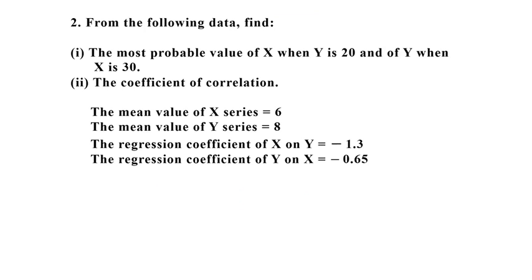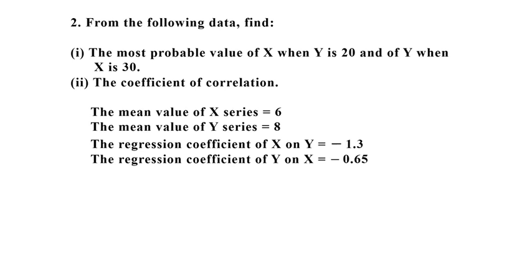Practice problem number 2. From the following data, find the most probable value of x when y is 20 and y when x is 30, and the coefficient of correlation. Observe here, mean of x series is given, that is x bar. Mean of y series, y bar, is given as 8. So this is the crucial one. The regression coefficient of x on y is given as minus 1.3.